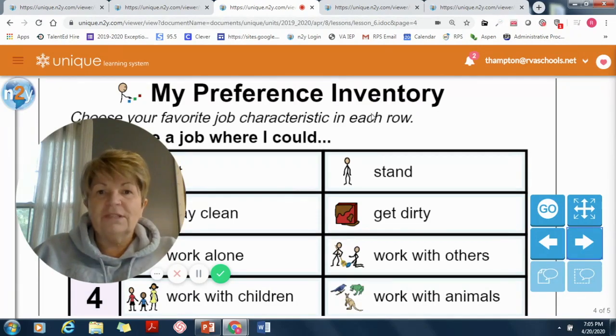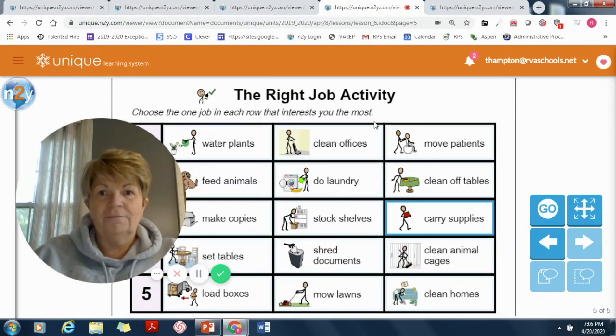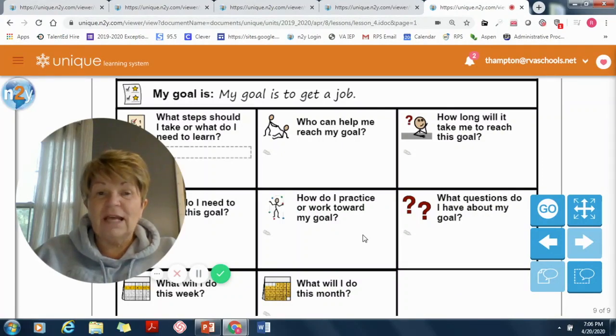Once we've done our preference inventory, we're then going to look at the right job activity. We're going to look at this activity and we're going to choose one job from each of the rows that interests us the most. And then that's going to help us put together a list of where we might like to work. And then once we've done those, we're going to look at this tool one more time. We did this in our last lesson, and it was about how do we set a goal. And so this tool is going to help us set a goal for beginning to look for those specific jobs or jobs in those areas that we've talked about today. So you ready to get started?